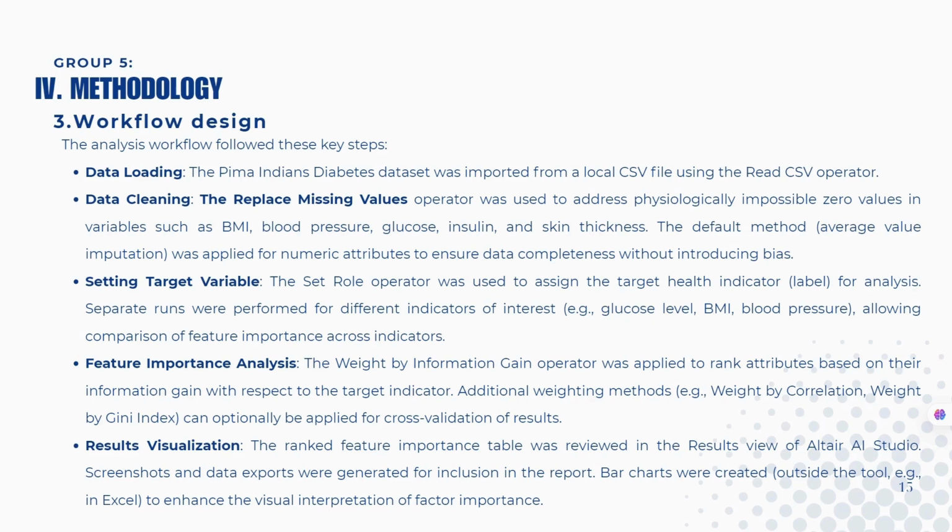Now, in the program, we also have to do some data cleaning before we can do any of the actual analysis. We're doing so by using the Replace Missing Values operator to address some physiologically impossible zero values in variables across different features such as BMI, blood pressure, etc. And the default method, average value imputation, was applied for numeric attributes to ensure data completeness without introducing bias.